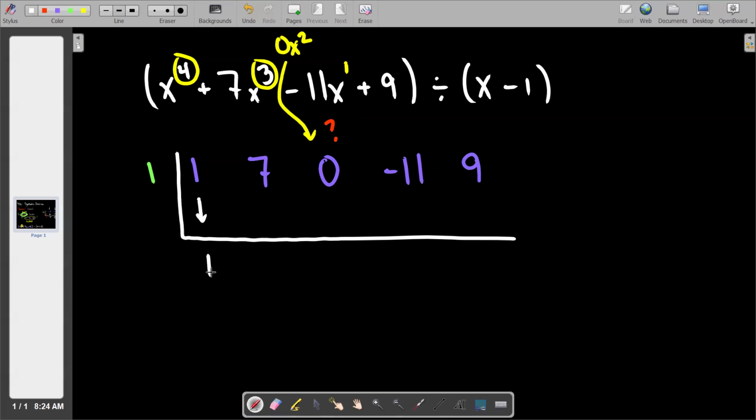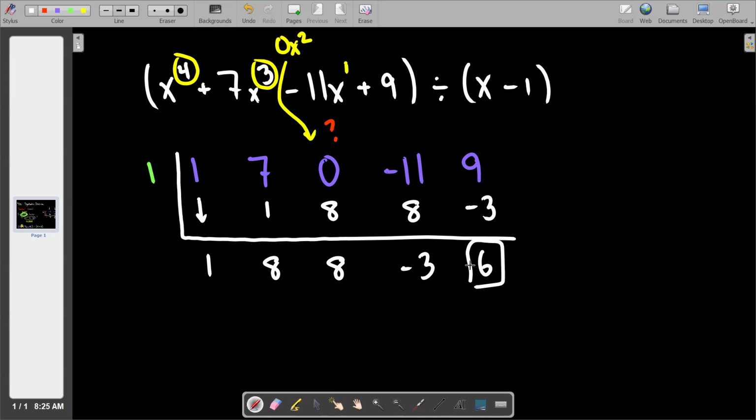And I'm not going to go slow because now what we have to do is multiply and add. We got this. Ready? What's 1 times 1? 7 plus 1. 1 times 8. 0 plus 8. 1 times 8. -11 plus 8. -3. 1 times -3. Add 9 and -3. The remainder is 6.